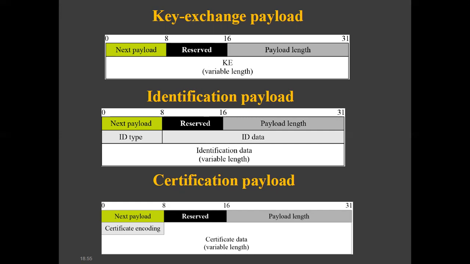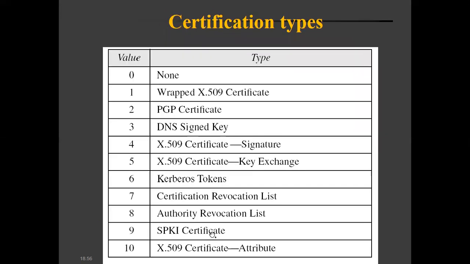Here we have to remember that the previous field implicitly defined the size of this field. Then here the certificate type can be, as we have already seen, an X.509 certificate for signature, an X.509 certificate for key exchange, or it can be a Kerberos token, it can be an authority revocation list, and many more different types of certificates are there. So these are the different types of certificate. So it can carry any one of these types of certificate.